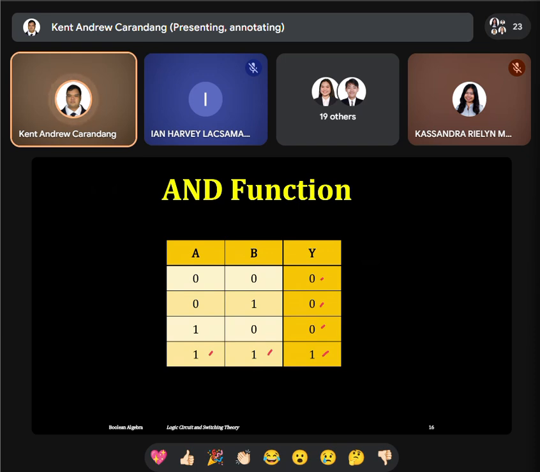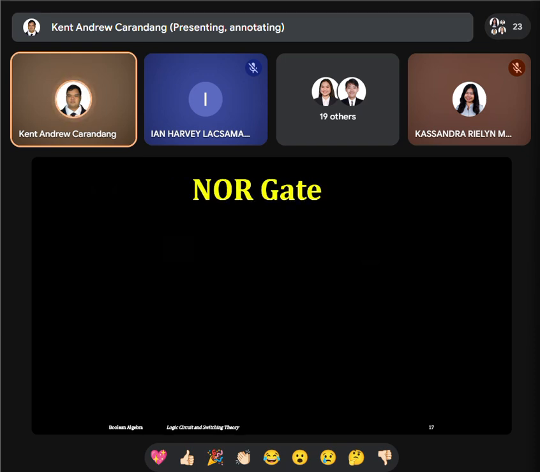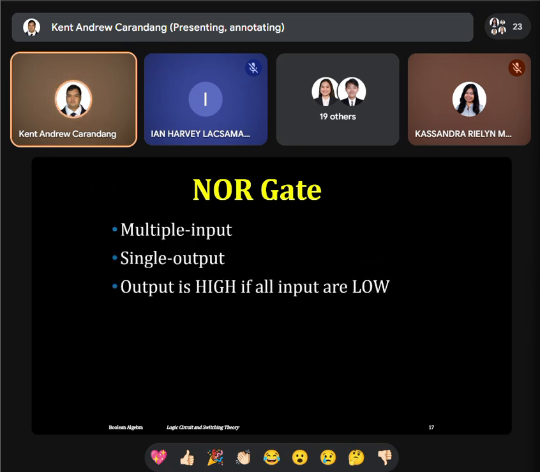So just a short review before this one. Next is NOR, an additional gate that you need to remember and understand. The NOR gate has multiple inputs. The output is high if all inputs are low. It is also considered as NOT OR.